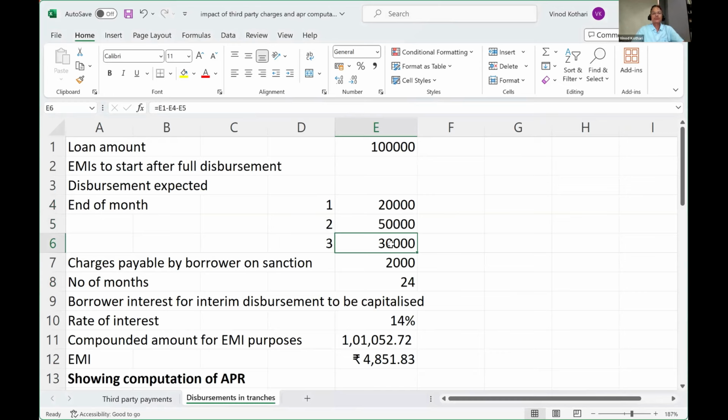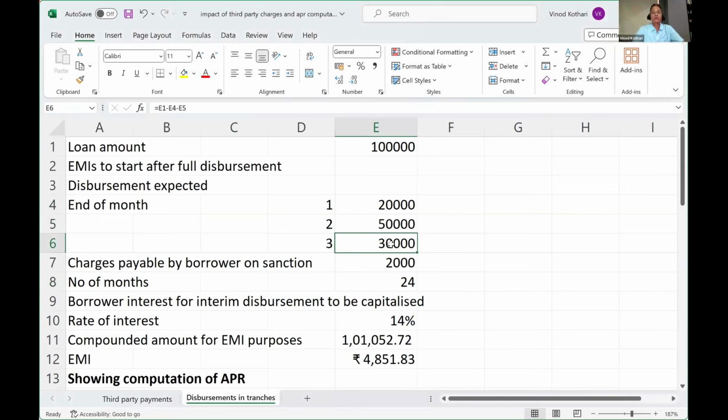In case of home loans, you wouldn't even know, because at the time when you're issuing the KFS, you would not know when the disbursement will happen. So you will be saying based on actual disbursement. You will not be able to say when disbursement is done, because you will not even know that. You'll basically say whenever disbursements happen. Charges payable by the borrower on sanction.